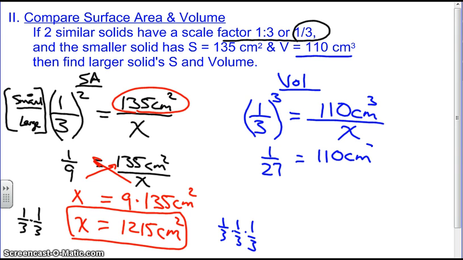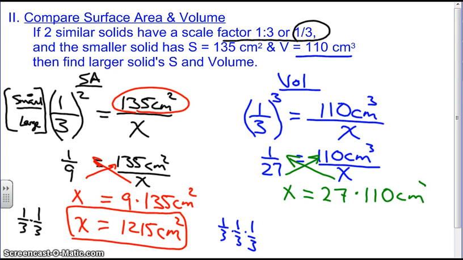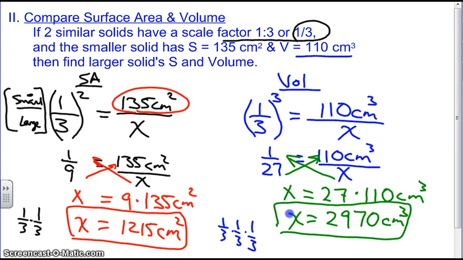Equals 110 centimeters cubed over, let's use our cross products, right? And we have X equals 27 times 110 centimeters cubed, okay? So X equals 2,970 centimeters cubed, all right? So the volume of a larger 3D is a lot bigger than the volume of the smaller, which makes sense, knowing that we had to cube the scale factor, right?